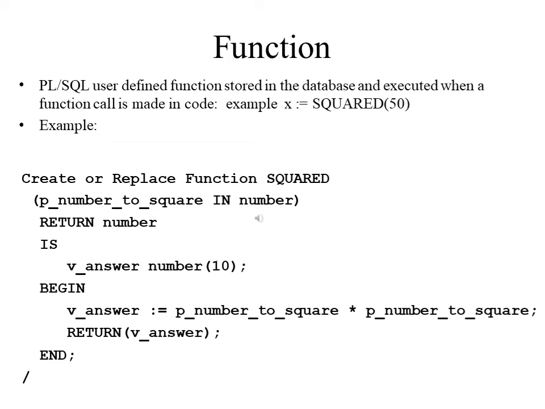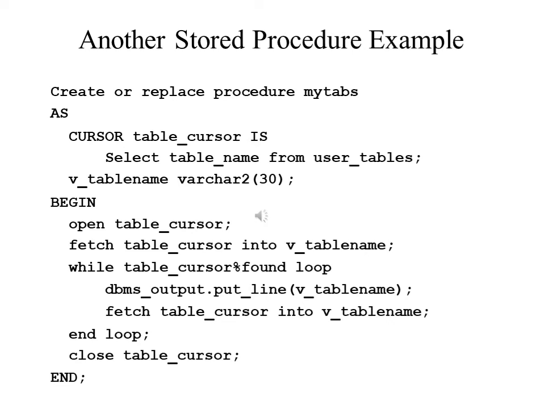The function name specifies the name of the function, and the OR REPLACE option allows modification of an existing function. The function must contain a return statement. Stored procedure examples are here.